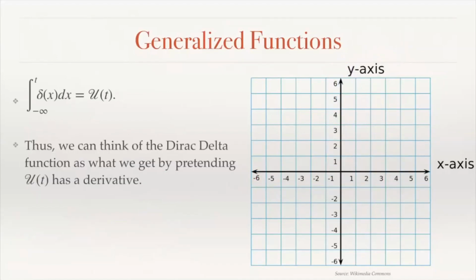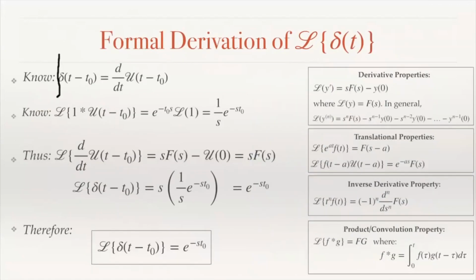So the integral from negative infinity to t of the Dirac delta is the unit step function, and thus we can think of the Dirac delta function as what we would get by pretending that the unit step function has a derivative. So we know that the Dirac delta function is the derivative of the unit step function. So what is the Laplace transform of the Dirac delta function?